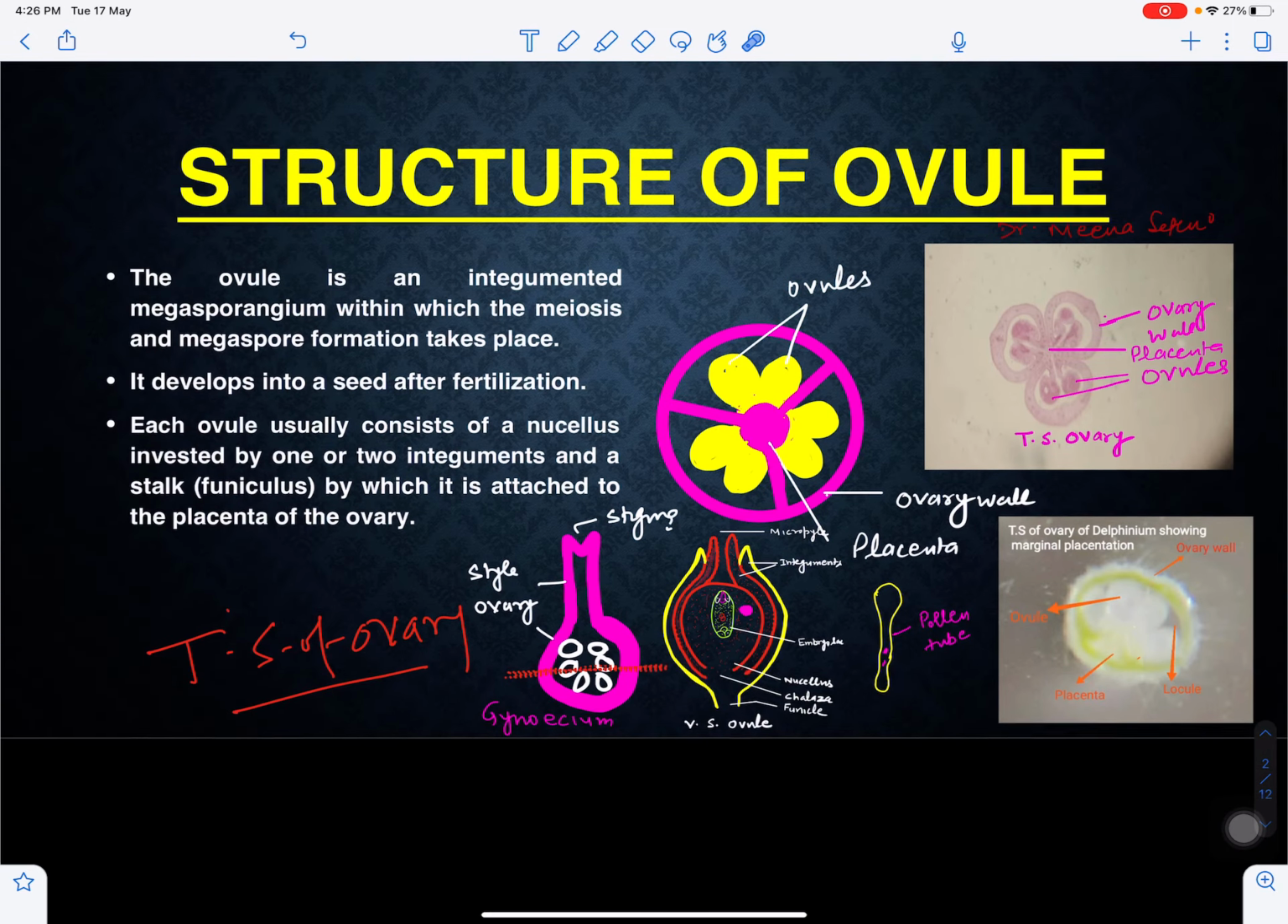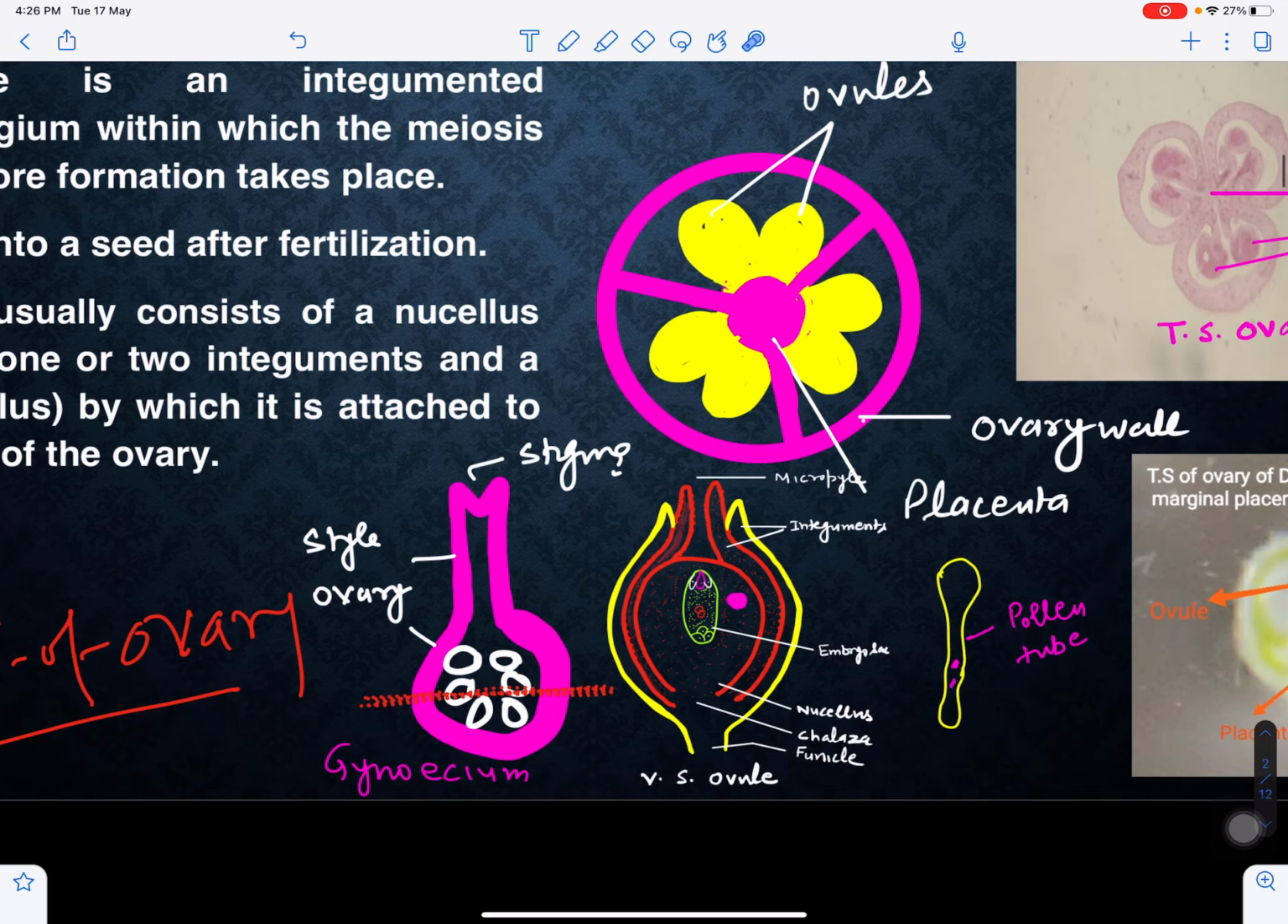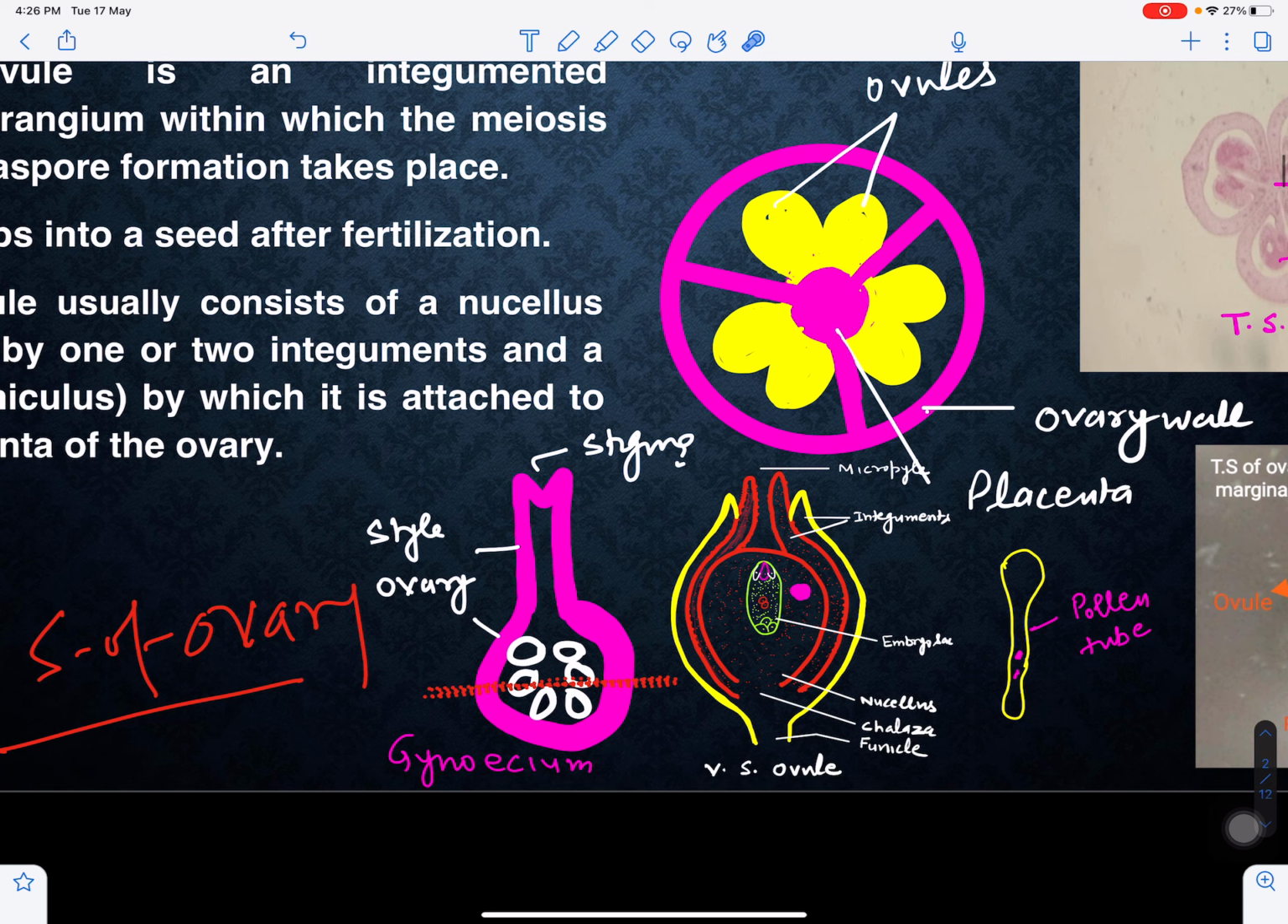So this is basically an angiospermic plant. If we see angiospermic plant, they are flowering plant. And this is its female structure called as gynoecium. This part is ovary, this is style, and this is stigma. Inside the ovary are present ovules. Now if we cut transverse section of the ovary, we will see that this is the cushion-like tissue present in the center called as placenta, on which ovules they are born.